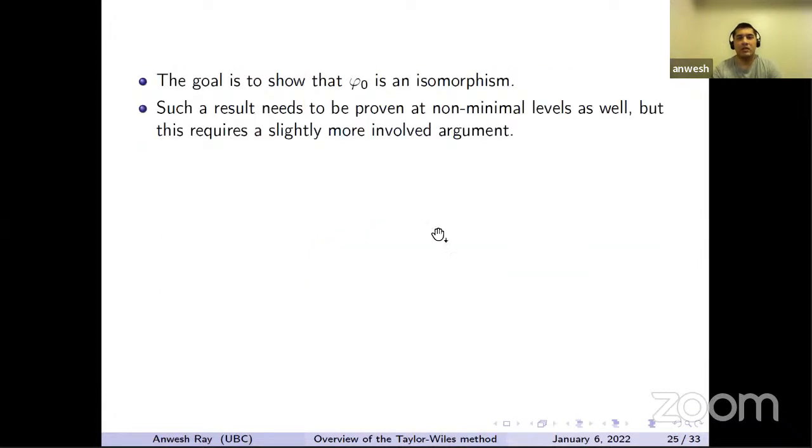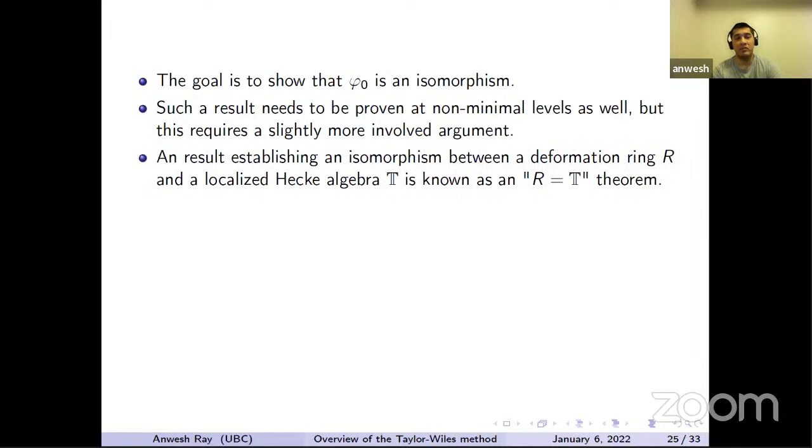Okay. So the first step is to prove the isomorphism at the minimal level and then also to prove it at non-minimal levels as well. But the non-minimal level case requires a slightly more involved argument.